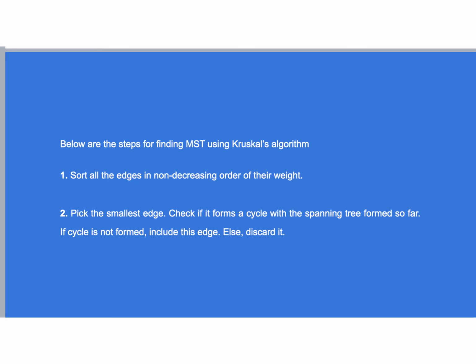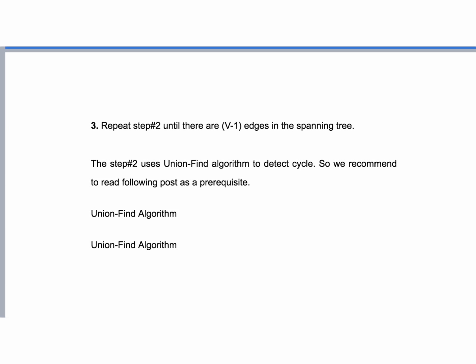So what are the steps? Let's look at the few steps here. First, sort the edges in non-decreasing order of the weights, so edges E1 to En, where this is the highest weight and this is the lowest weight in this case. Then we pick the smallest edge and check if it forms a cycle with the spanning tree formed so far. If a cycle is not formed, we include this edge, or else we discard it. We repeat this step until we get v minus 1 edges. Step 2 uses the union find algorithm to detect the cycle.